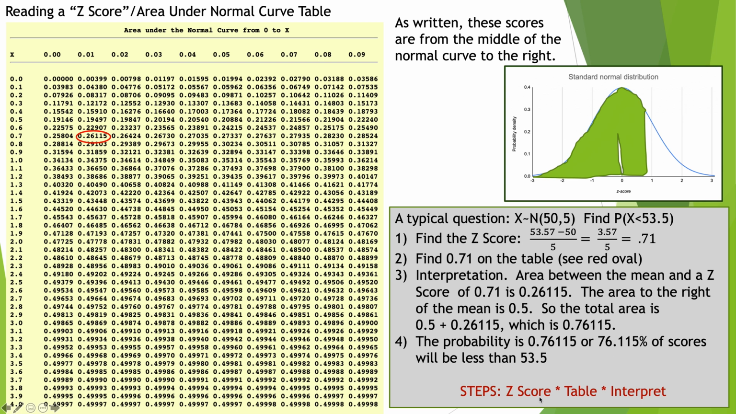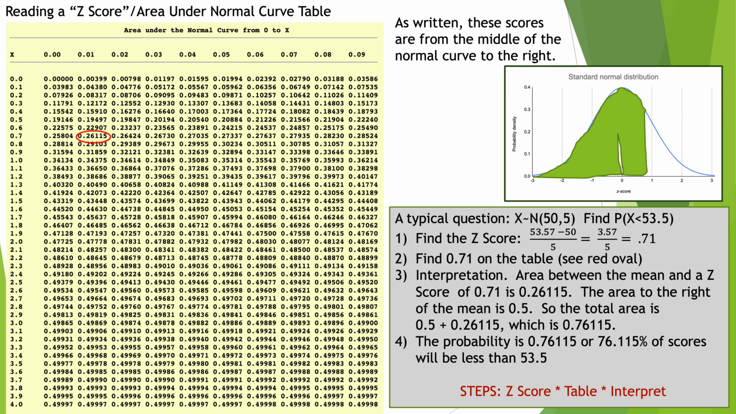What are the steps to solving a question like this? Finding what the probability is that x will be less than a number like 53.5. First, you have to find the z-score, calculate it. Then you have to go to the table and identify, in this case it was 0.71. The beginning will be on the left, the end will be up the top. Find where they intersect, like playing Battleship, and you get your value. In this case, you're going to add it to the 0.5 because it's a greater than 50% score.